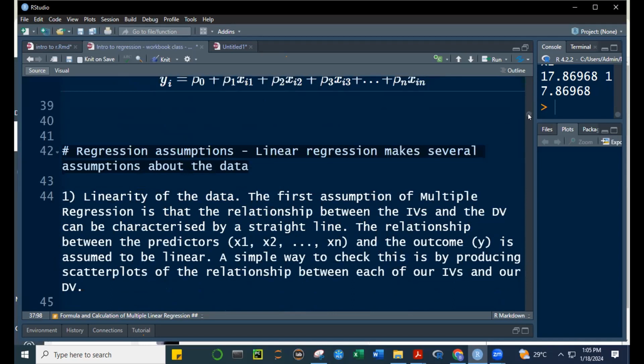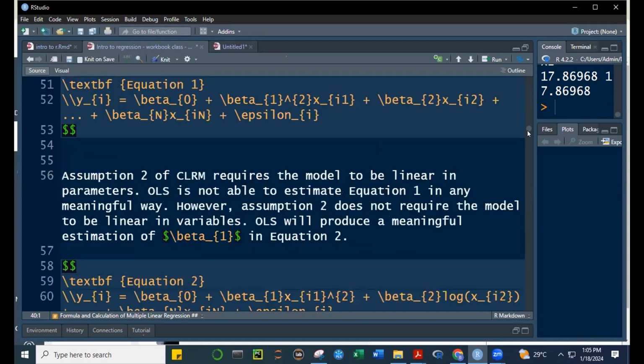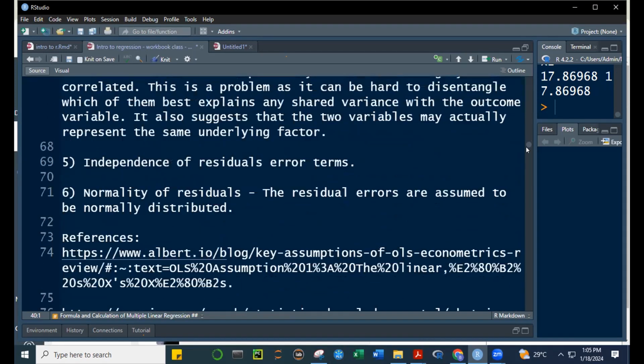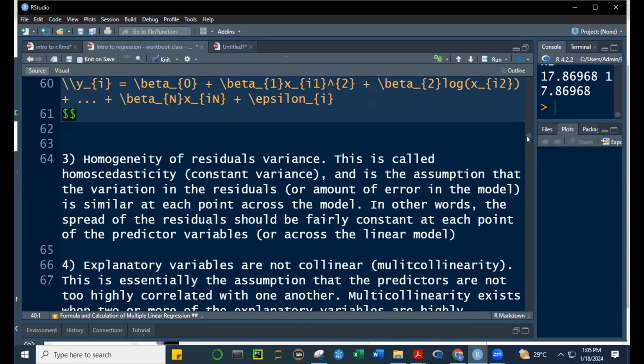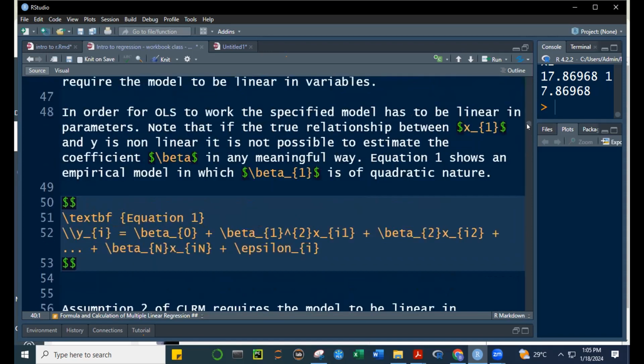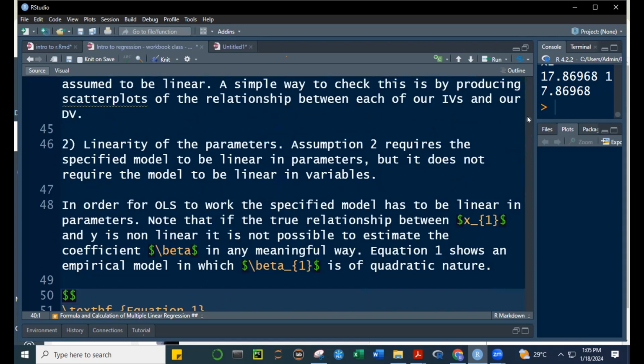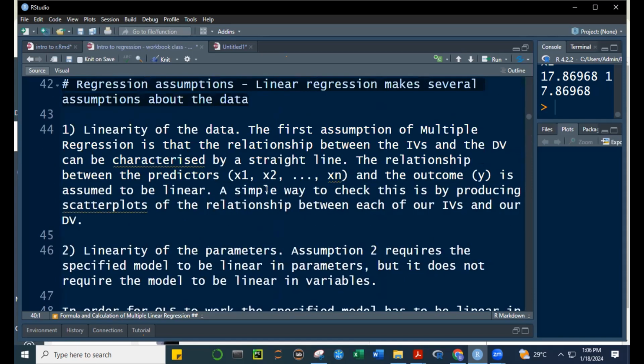Now, when we do multiple linear regression, we have to be aware of the assumptions. When you do OLS, ordinary least squares, there are certain assumptions that come with the model. So let's first go through the assumptions one by one quickly, and then we go to an example. Okay, so number one assumption, there should be a linear relationship between the data.